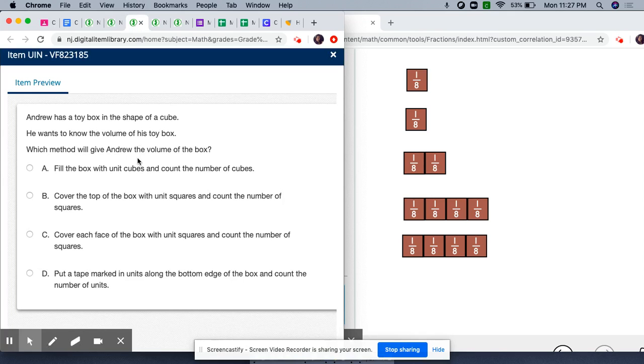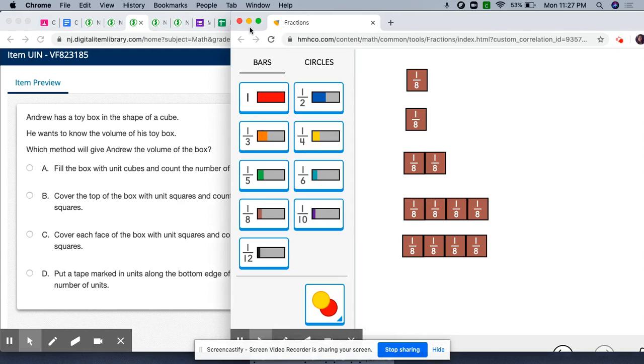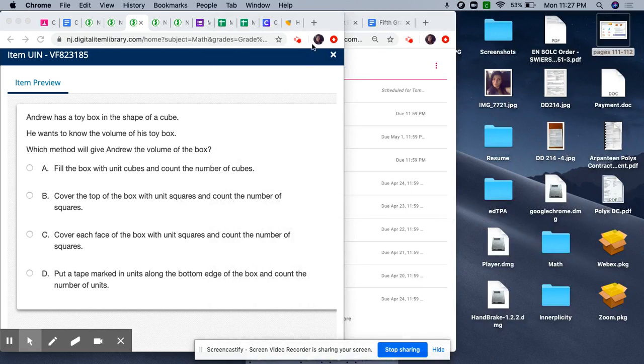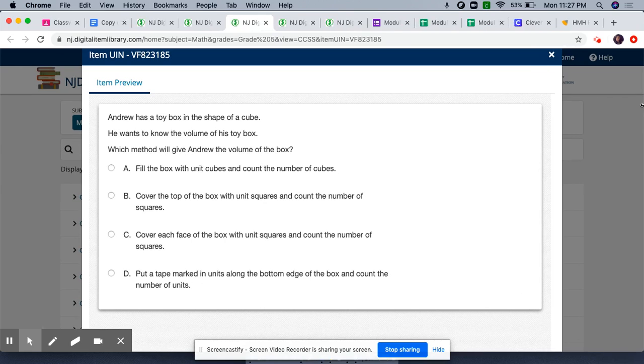For Wednesday, we're back to simple. It says Andrew has a toy box. So I want to get rid of this. We don't need that anymore. Andrew has a toy box, and he wants to know the volume of his toy box. Which of these methods will give Andrew the volume of his box? If he fills the inside of the box with unit cubes and counts the number of cubes. If he covers the top of the box, just the top, with unit squares and counts the number of squares.